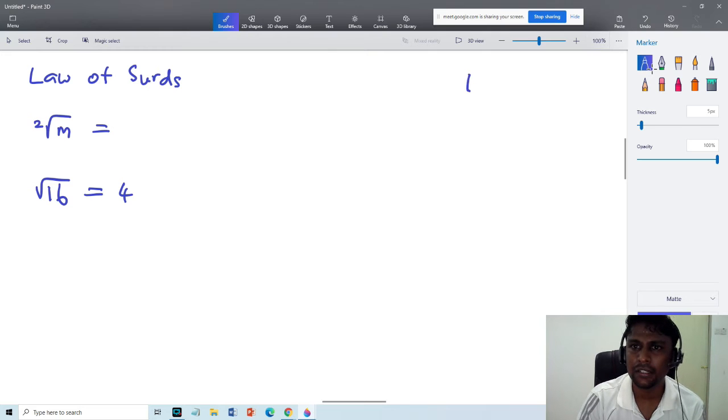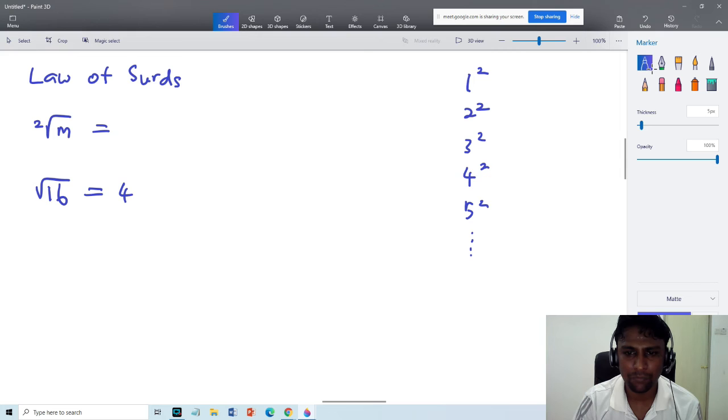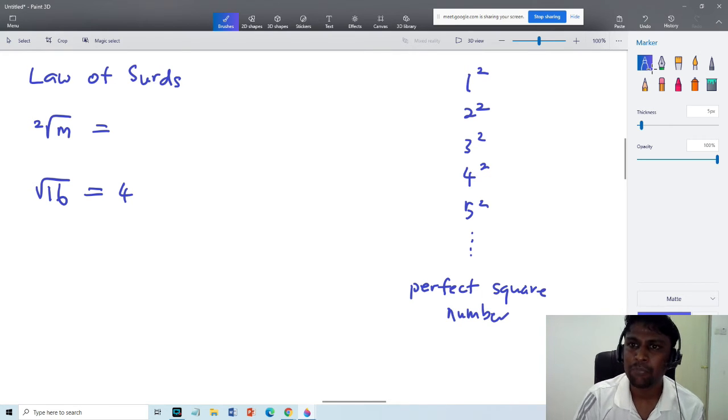Easy to go: 1 square, 2 square, 3 square, 4 square, 5 square, and so on. We call these perfect square numbers. Why do we call them perfect square numbers? Because when you get these numbers, let's say 1, 4, 9, 16.